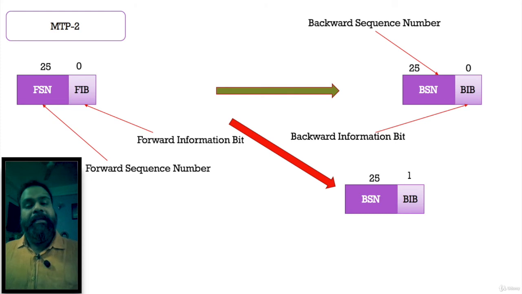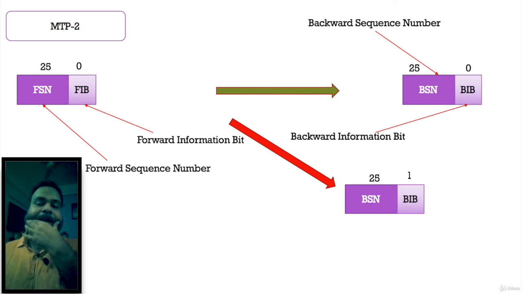Now suppose that an error has been found in the received packet. In that case, it has to send the negative acknowledgement. In order to send the negative acknowledgement, the receiver will again use these two fields. It will use the BSN, which is the same as the forward sequence number, but it will use the BIB as the negative of the FIB. So if the FIB was 0, then it will send 1. If FIB was 1, it will send 0. This toggled bit in the BIB will indicate to the transmitting party that this is a negative acknowledgement, so the packet has to be retransmitted.